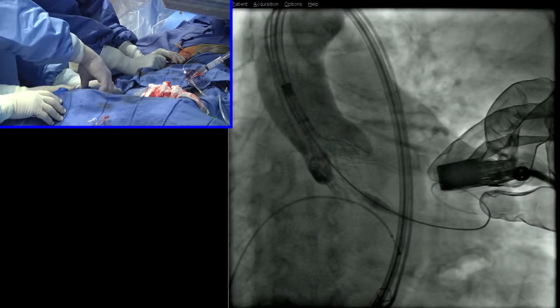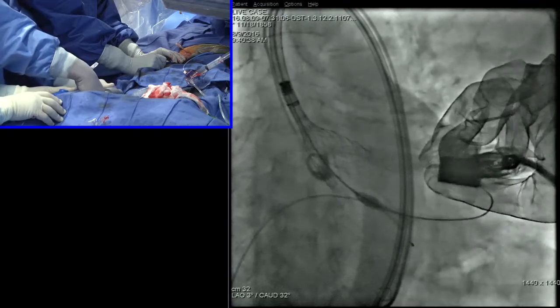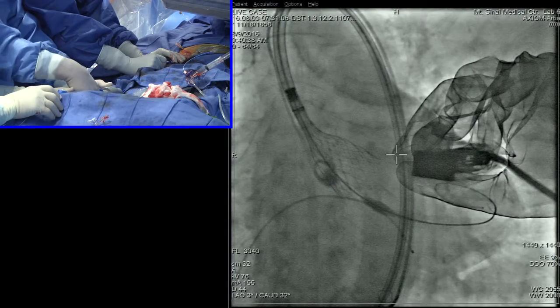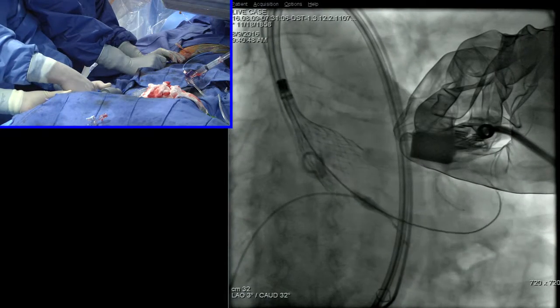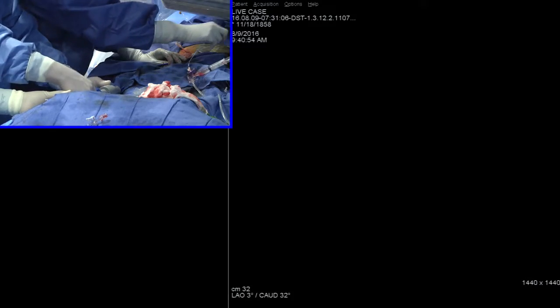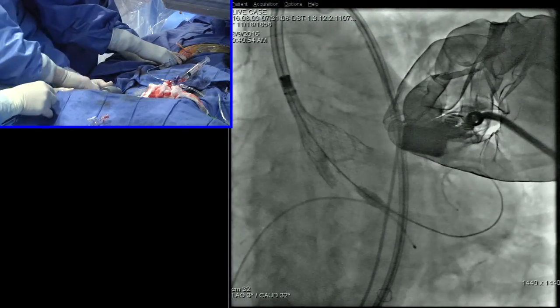Good. Looking good. It's anchored on the other side. Stop pacing. Want to pull back a little bit more, right? Yep. A little bit more. So watch the pressure come back. Good. Very good. Okay. Inject. Now, this is the step before releasing. What do you think? Looks good. We can still recapture this. Yep. At this time we can still recapture, but it looks good. So we are ready to release.